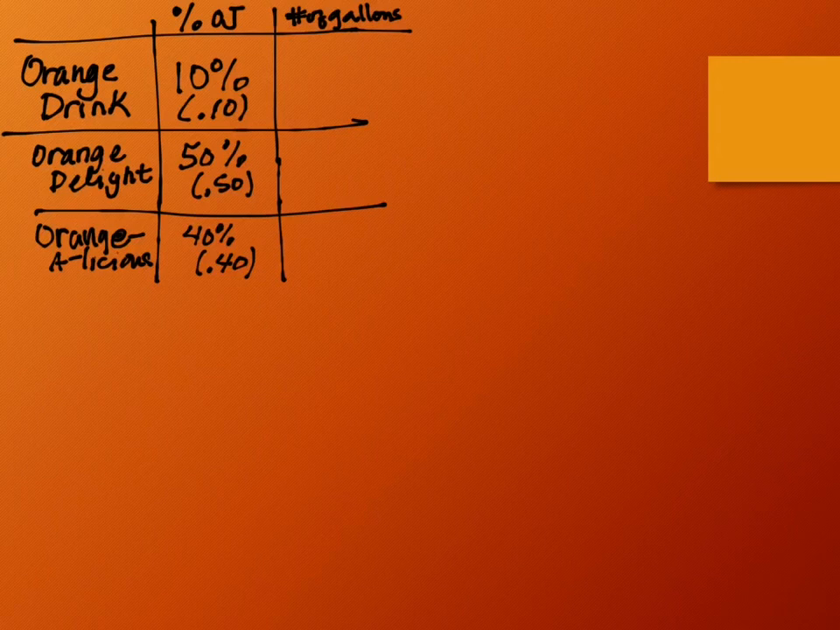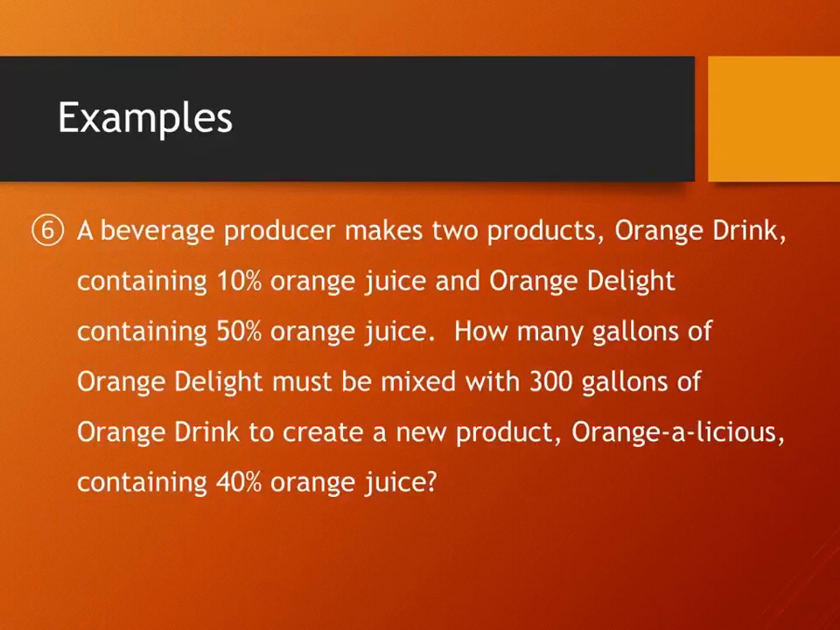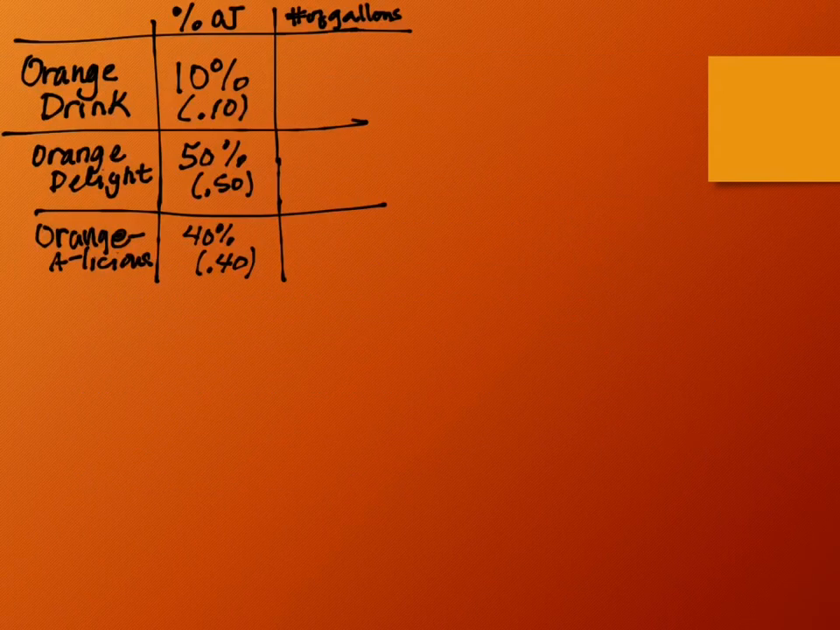Okay, so just thinking through, realistically, what does my answer have to look like when I'm done? That's what we're thinking through. All right, let's go back here and see what it said on quantities. It says, how many gallons of orange delight must be mixed with 300 gallons of orange drink? So we actually know one of them, right? We know the 300 gallons of orange drink. Cool. So this is 300 gallons. And we don't know the orange delight gallons.